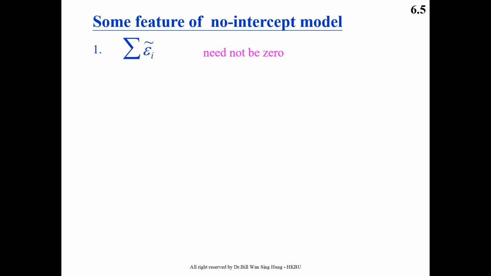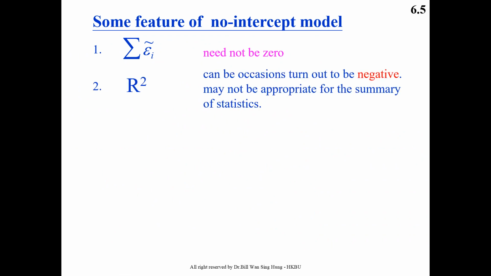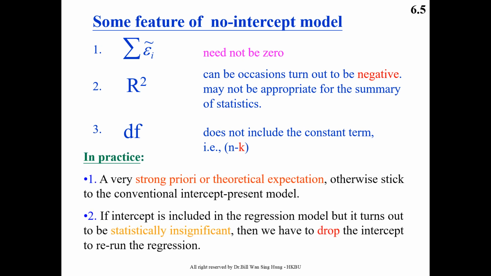These are some of the features of the regression model without intercept. The summation of epsilon i tilde need not be 0. R squared on many occasions will turn out to be negative, and that may not be appropriate for the summary statistics, and in that case we may not use R squared as the coefficient of determination. Degrees of freedom will not include the constant term, because when there is no constant term, it will not be equal to n minus k minus 1. So in the without-intercept model, the degrees of freedom will be only equal to n minus k.